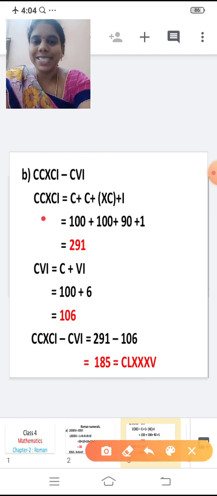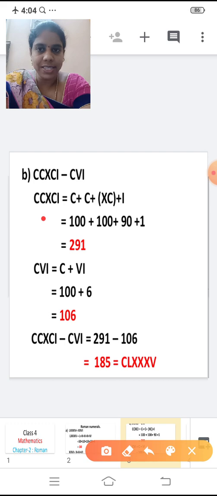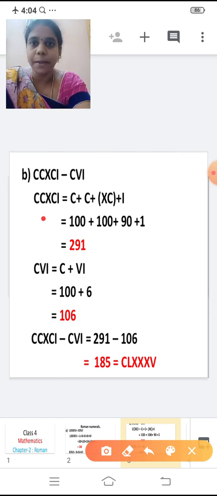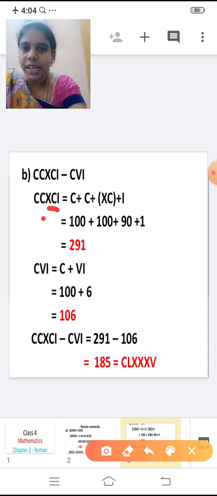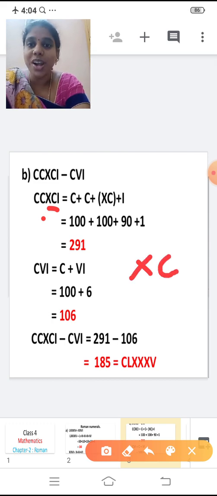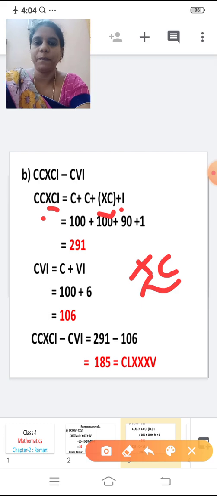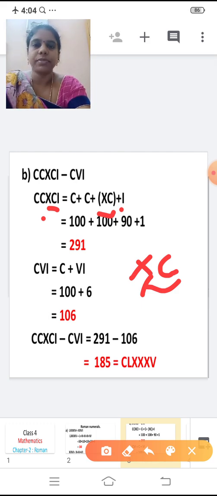So first one, CCXCI. Now split that: C plus C plus XC plus I. The smaller one is placed before the larger one, right? The smaller one is placed before the larger one. So take that separately: XC plus I. Let me repeat: C plus C plus XC plus I.